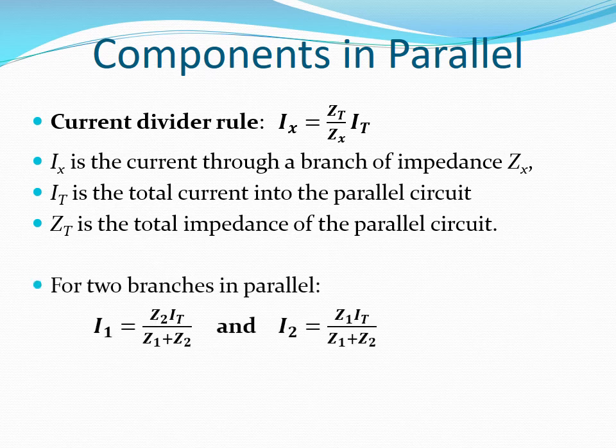For two branches in parallel, the currents can be designated as I1 and I2. The corresponding impedances are then designated as Z1 and Z2. The currents in the two branches can then be calculated as I1 equals Z2 IT over Z1 plus Z2, and I2 equals Z1 IT over Z1 plus Z2.